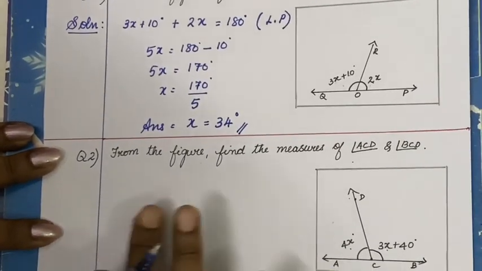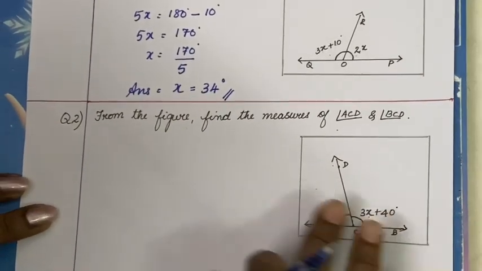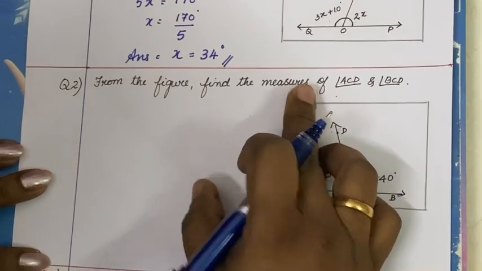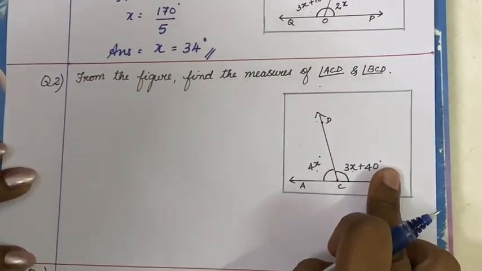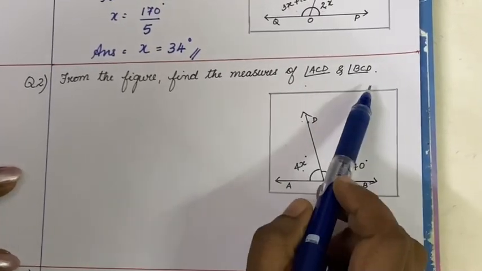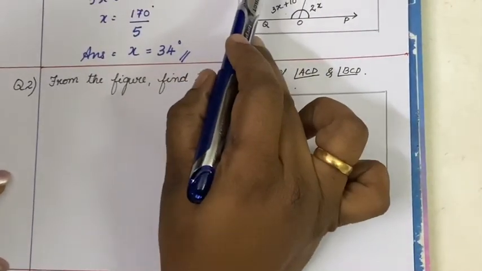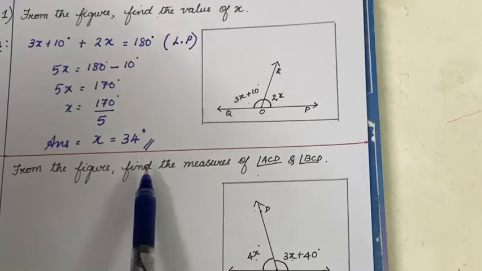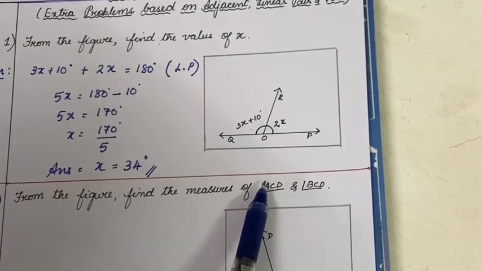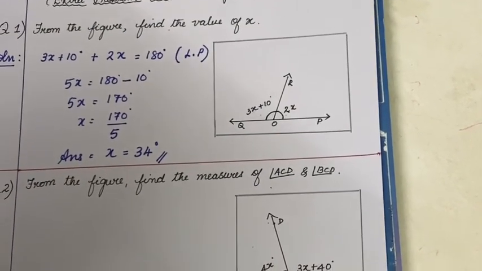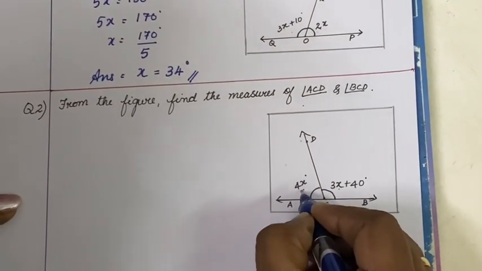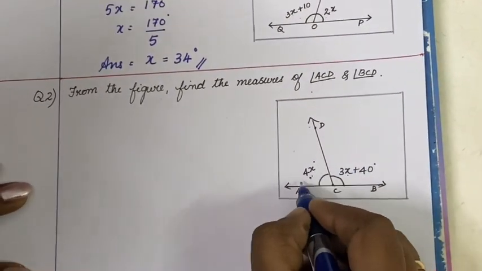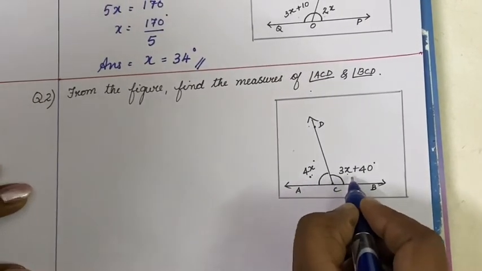So now, you would have all seen the second question also. From the figure, find the measures. And again, it is a linear pair. So here you have to be a little more careful while reading the question. The previous question was find the value of x. Here, find the measure of the angle ACD. What is angle ACD? The measure of angle ACD is actually 4x. So first you have to find x and then find the measure of these two angles also.